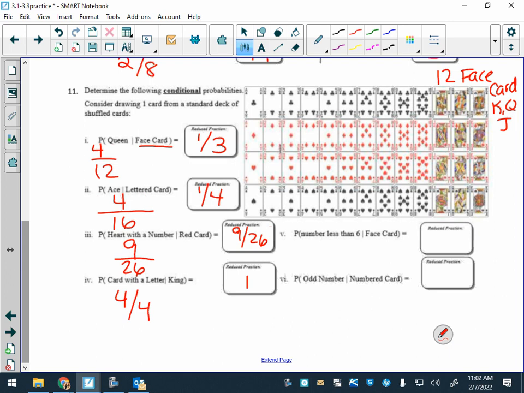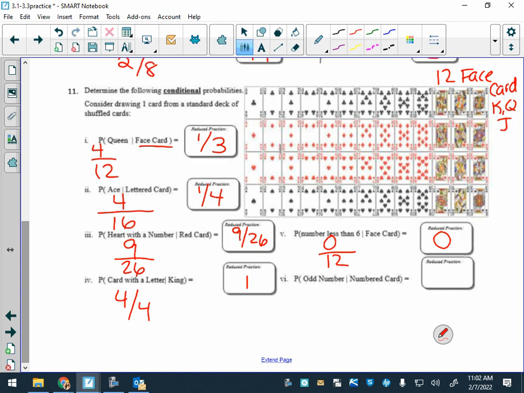Then the next one. Probability of a number less than 6, given it's a face card. So how many face cards do we have? 12. Out of those 12, how many of them have a number less than 6? 0. Good.